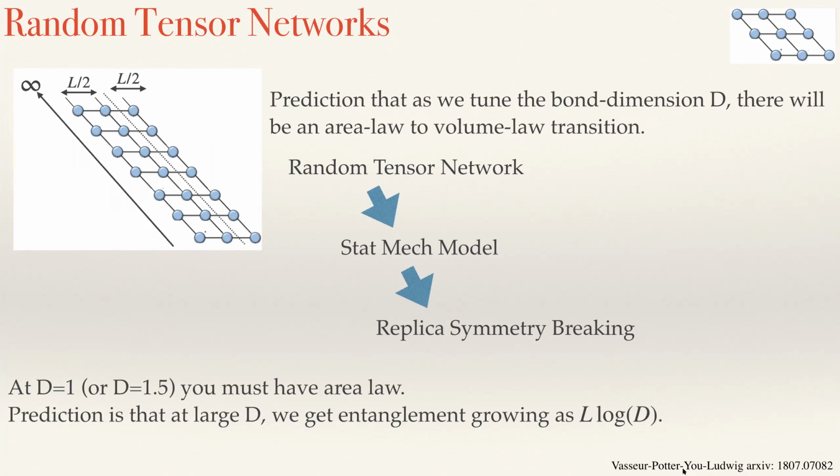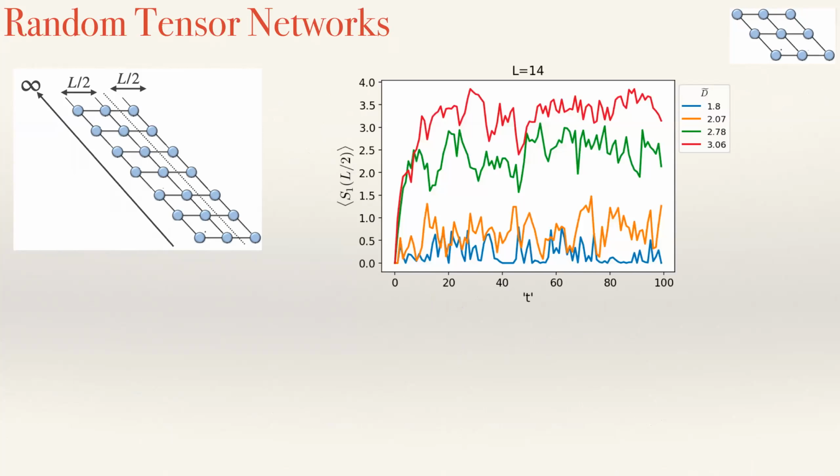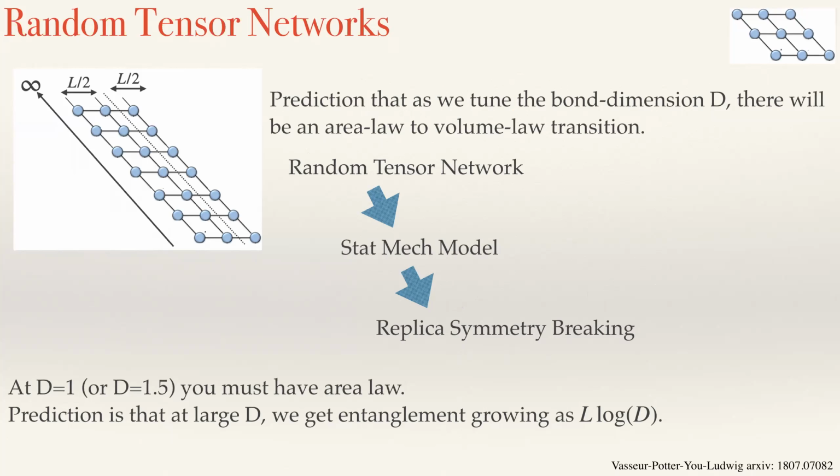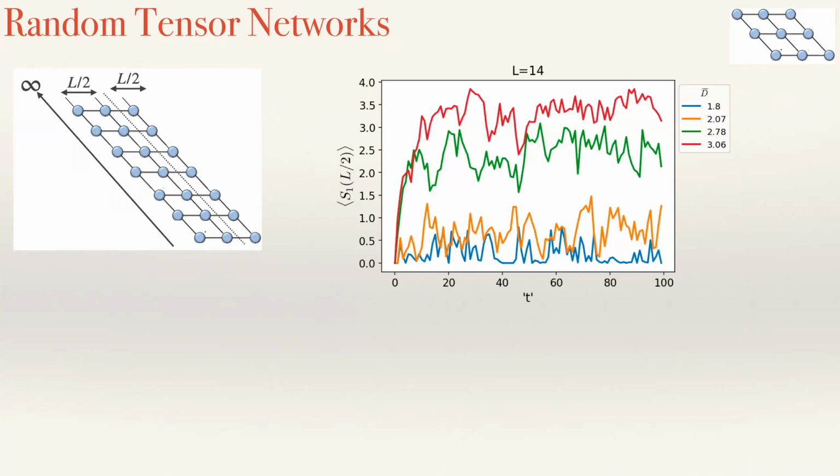And so there's a prediction by Roman Vasseur and Andrew Potter and Andreas Ludwig and company that you do. To show that, they took this random tensor network, they mapped it to a StatMech model, they applied some sophisticated replica symmetry breaking, they crossed their fingers and hoped that the replica limit worked, and they said, oh, there's a transition somewhere. And so what we did is we said, look, let's just go do some solid numerics and figure it out. When your bond dimension is 1, you have a product state, it's definitely area law. At large bond dimension, you should expect to have a volume law. So this transition is kind of expected.